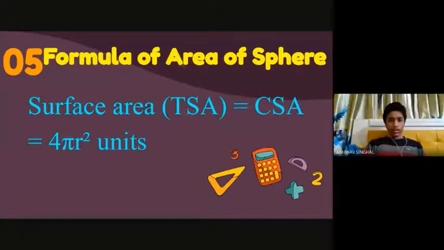Formula of area of sphere. Surface area is equal to curved surface area is equal to 4 pi r square units.